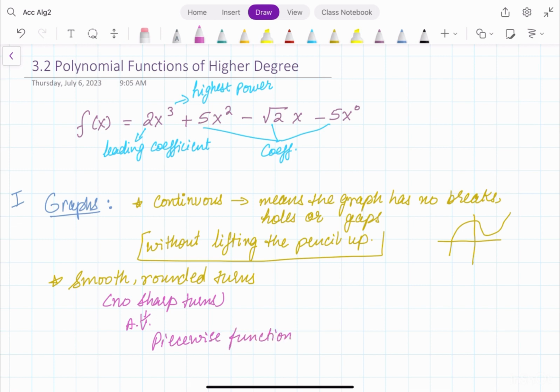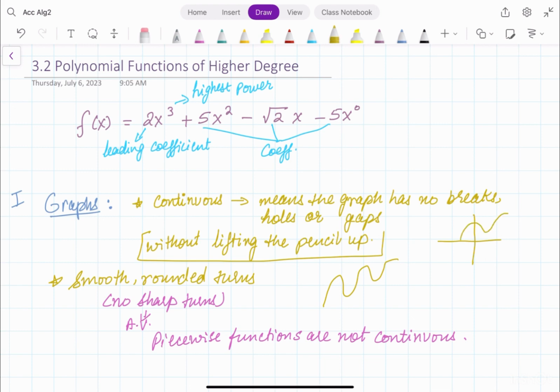Likewise, piecewise functions are just like staircases, right? We have discussed that in the parent functions as well. They are also not continuous functions, because the basic idea of the polynomial function is that the function should be continuous. So it should go smoothly with round turns and round curves. This is very crucial understanding for polynomial functions.